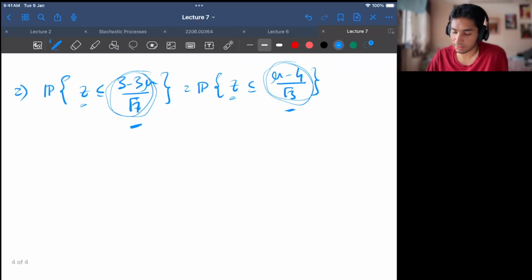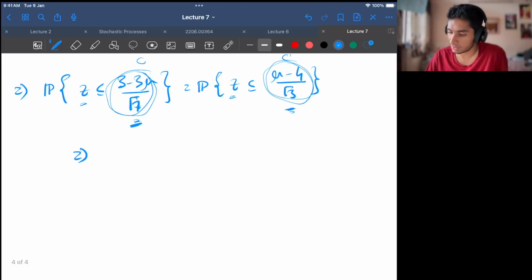So this implies, see, one thing to note here is that we are using the fact that z is a continuous random variable, because had it been a discrete random variable, it is not guaranteed that these two things are equal. There can be multiple values of c and c dash for which these two probabilities can be equal. Just think about it, okay? So (3 minus 3 mu) by root 7 is equal to what? (Mu minus 4) by root 3.